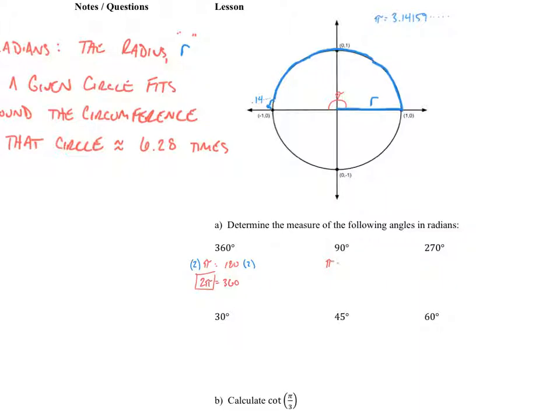And we could just keep doing this same exact thing. If pi is 180, and I want to turn a 180 into a 90, what do I need to do? I need to divide it by 2. And so I'm going to have to do that to both sides. So that means that 90 degrees is the same as pi over 2 radians.